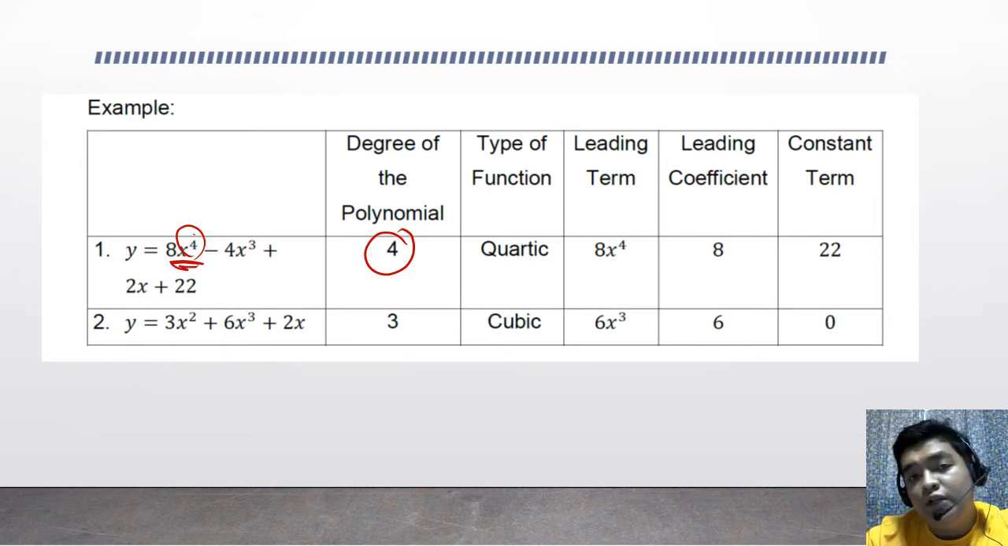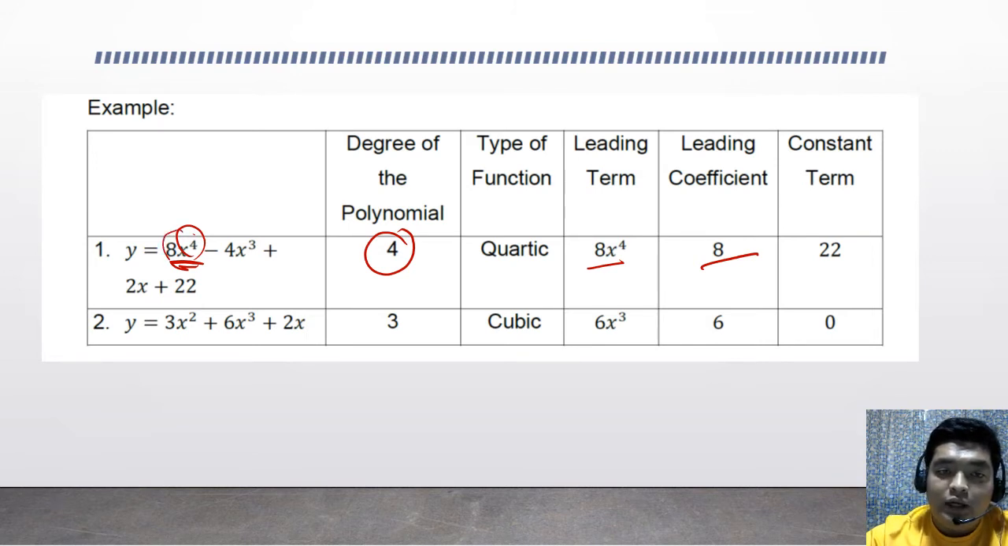What's the definition of the leading term? The leading term is the term where the highest exponent is located. Based on our function, the highest exponent is 4, right? So the term where you can find 4 is 8x to the power of 4. That's why we have the leading term. Then the leading coefficient is 8. Where did you find 8? You check your leading term. The coefficient of our leading term is 8, so our leading coefficient is 8. Then the constant term is 22, of course, because that is the term with no variables.